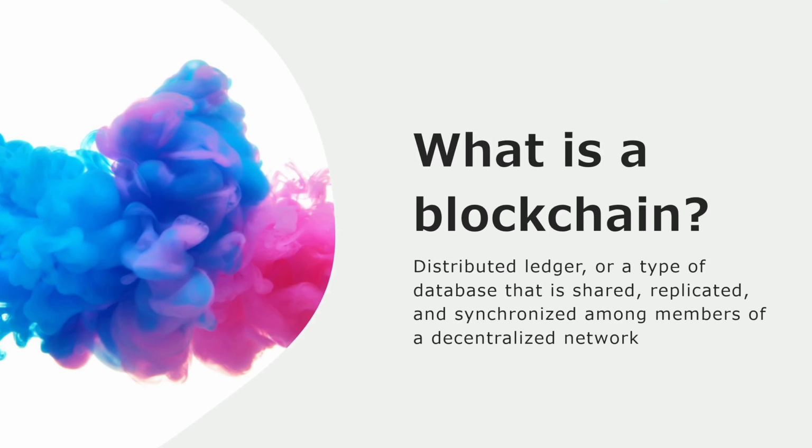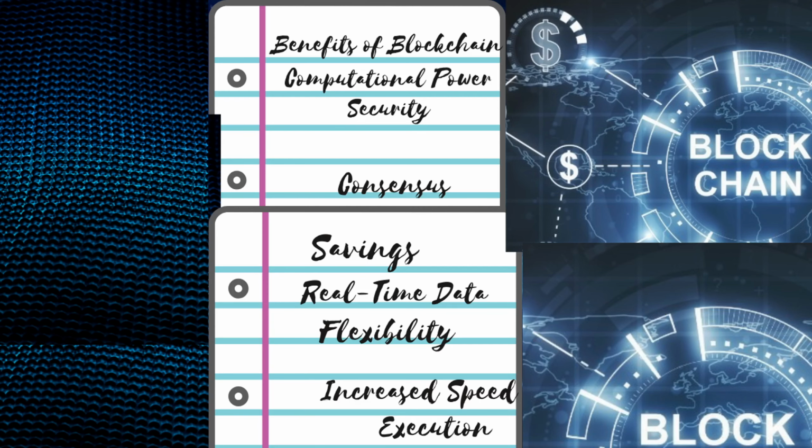What is a blockchain? A blockchain is a distributed ledger or a type of database that is shared, replicated, and synchronized among members of a decentralized network. It can also be within a central entity, but it's still within a decentralized network in which all of the parties in the network all have transparency among each other.